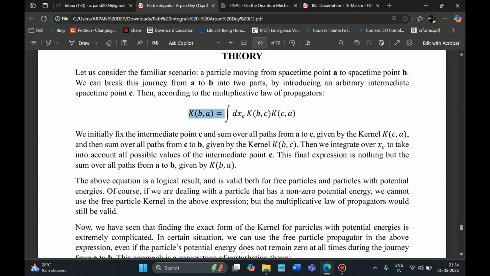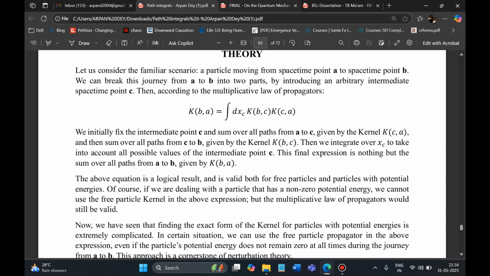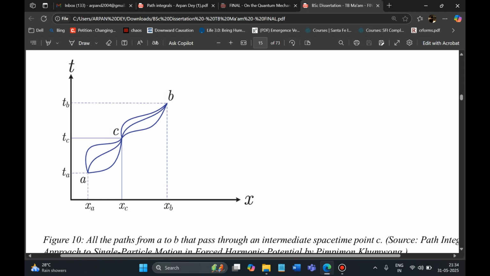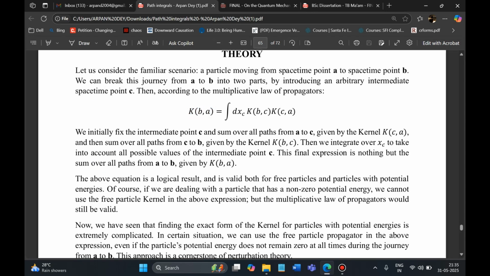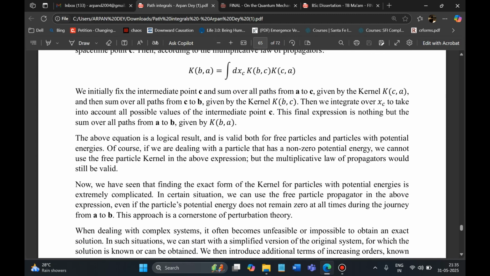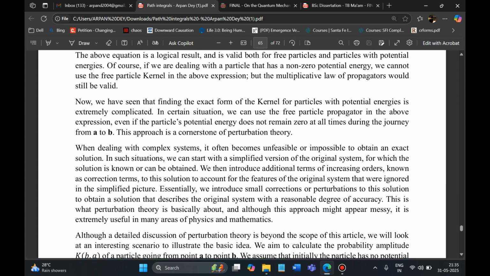So the kernel from A to B is the kernel from A to C multiplied by the kernel from C to B and integrated over all possible values of xc, if you want to consider all the possible paths from A to B. Essentially we take all the paths from A to C and all the paths from C to B, and then we multiply, and then we do the same for all the possible values of C. That is the same as taking all the possible paths from A to B. We initially fix the intermediate point C and sum over all paths from A to C given by the kernel K(C,A), and then sum over all paths from C to B given by K(B,C), and then we integrate over xc to take into account all possible values of the intermediate point C. This final expression is nothing but the sum over all paths from A to B given by the kernel K(A,B). Now the above equation is a logical result.